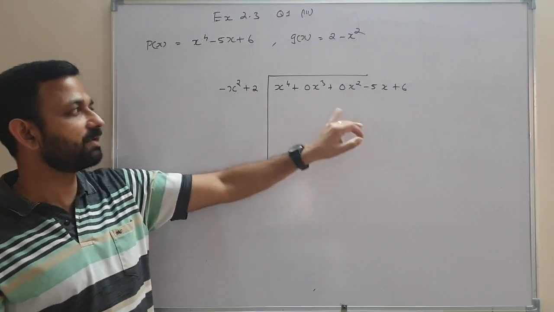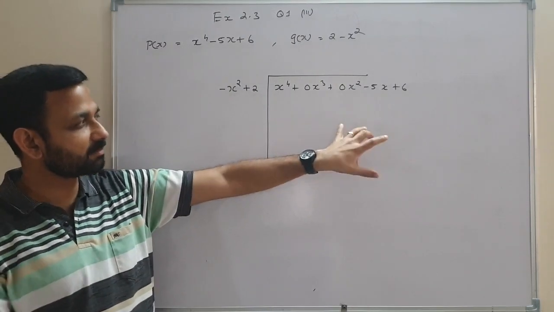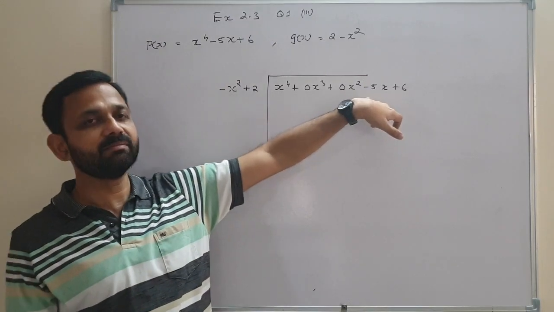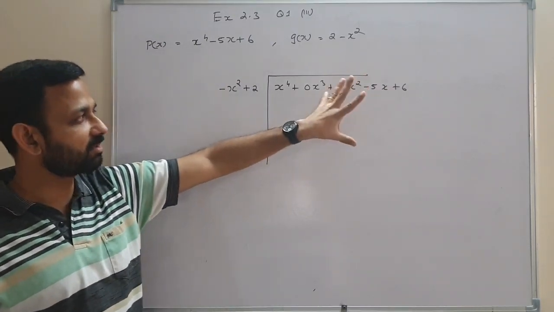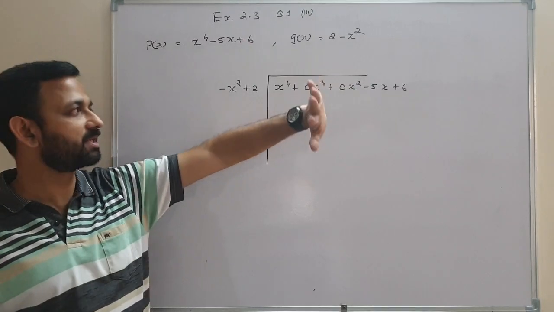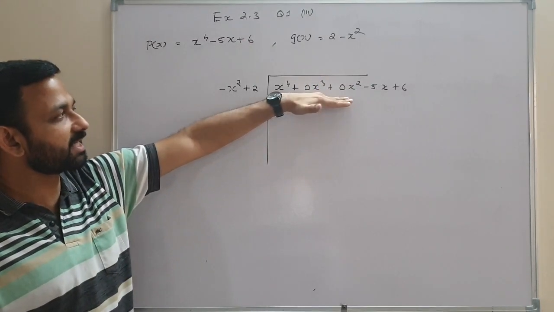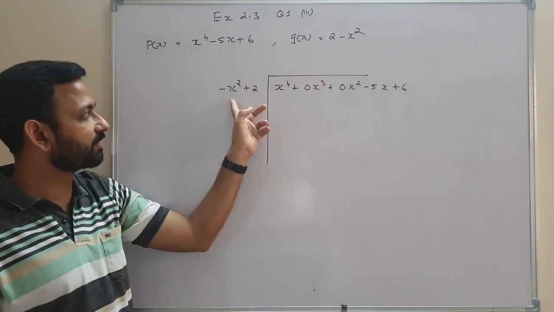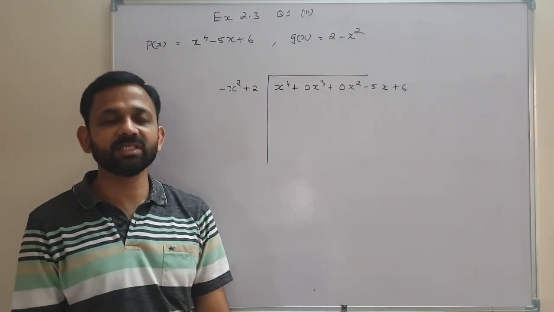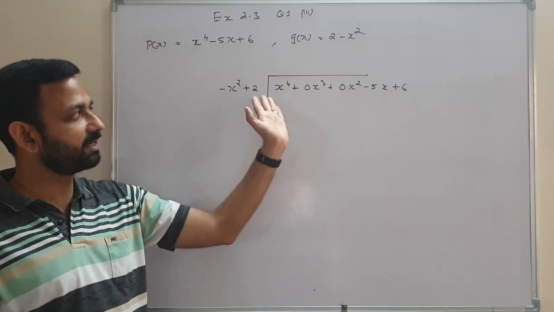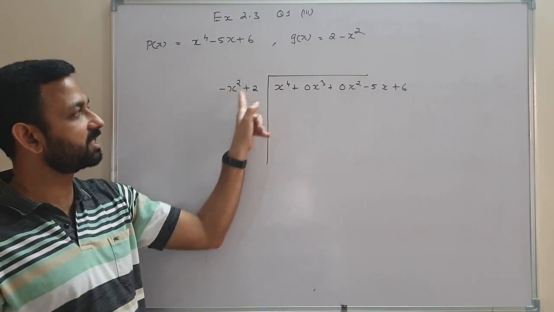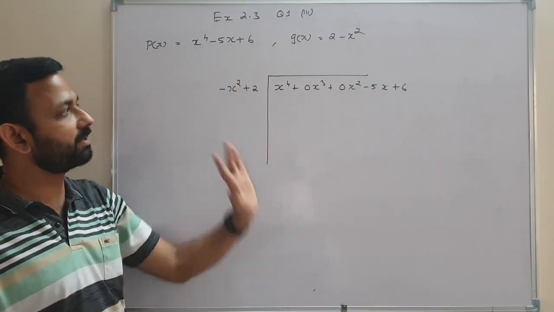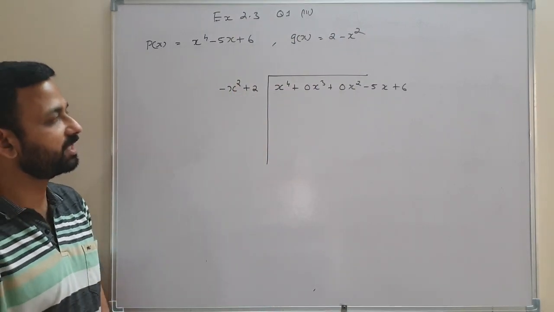In some questions, if you don't write a missing term, some students may get confused. That's why we are writing the missing term here. It's not compulsory. Without writing the missing term also we can do it. And when we write the missing term, we will write it only for the dividend. No need to write for the divisor. Divisor and dividend should be in decreasing order of the power. So here we change the order of the terms, in decreasing order of their powers. Now we are going to do the division.